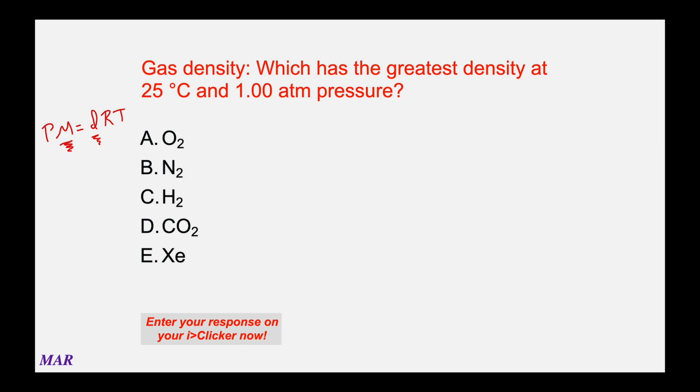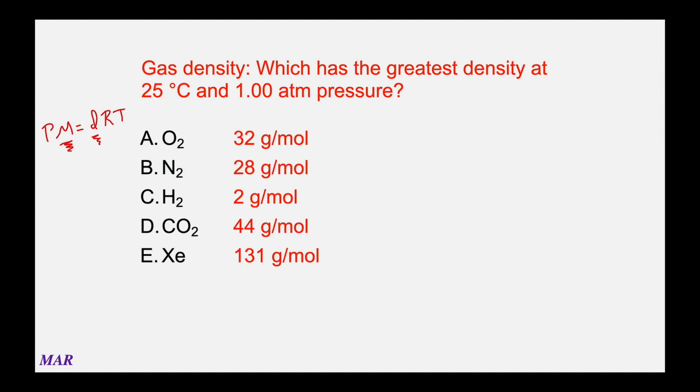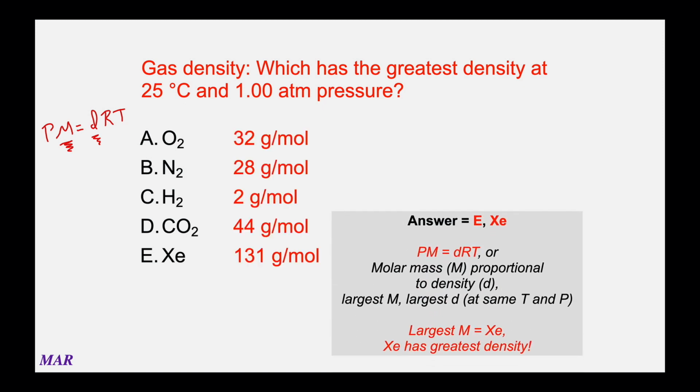You can go through that list. H2 is smaller than O2, 2 grams per mole. CO2 is bigger than O2, about 44 grams per mole. So CO2 would be more dense than oxygen at those conditions. However, the biggest molar mass of all belongs to xenon. Xenon on the periodic table, a noble gas, is 131 grams per mole. So bigger molar mass, bigger density. We would say that xenon has the biggest gas density at those conditions in this list.